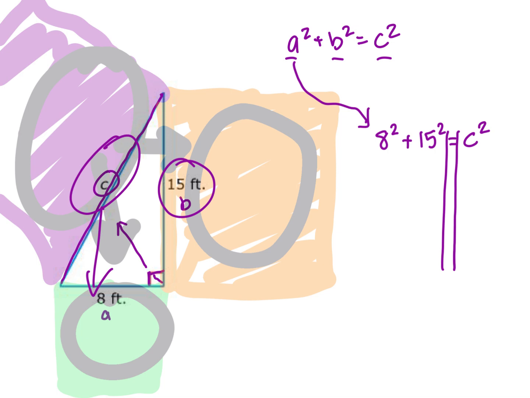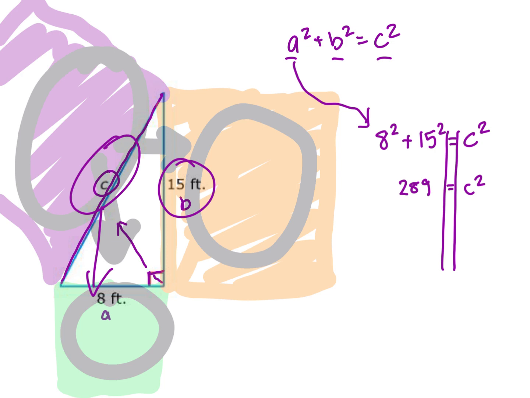I'm going to find out what is 8 squared plus 15 squared. So I'm grabbing my calculator here and I'm just typing in 8 squared plus 15 squared. I'm doing it all in one line. You can also do it all in one line as long as you have a calculator that has a squared button. So I got 289. That is equal to c squared.